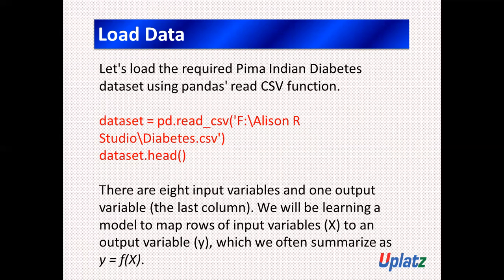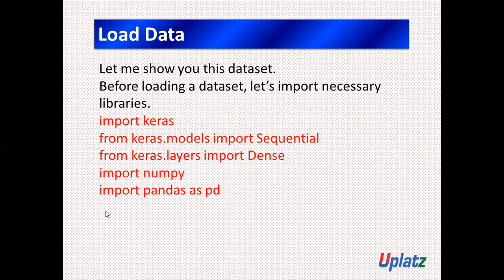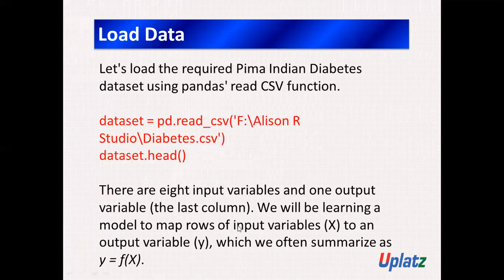So I will write pd, which is my pandas, since I have imported pandas as pd. I can write pd.read_csv, and then inside parentheses, inside single quotes, I need to supply the directory where this file is present. This file is present under the local disk F, under the folder Alison Studio, and under this folder I have this file diabetes.csv. So pd.read_csv is going to read all the data from this file and assign it to the data frame object dataset.